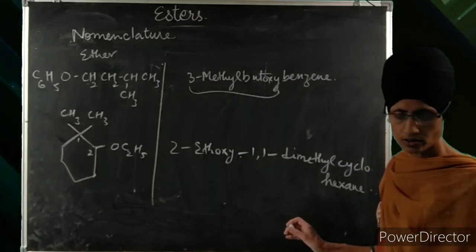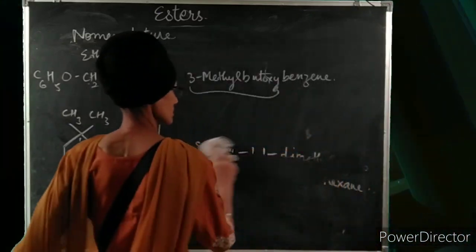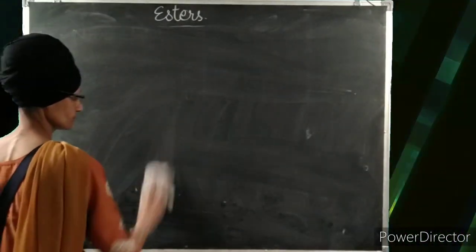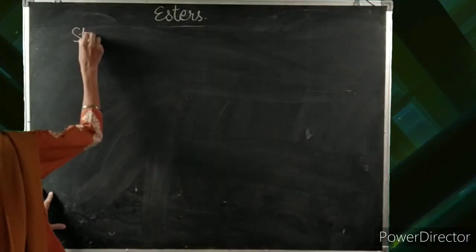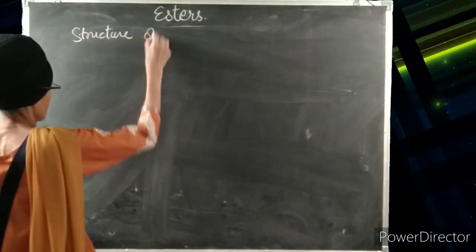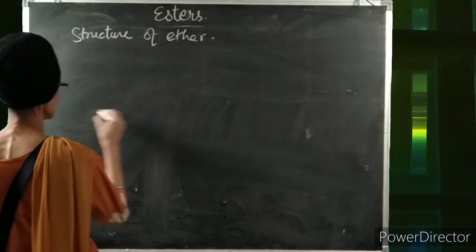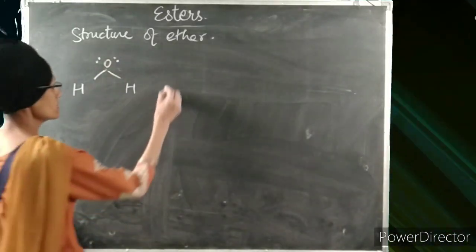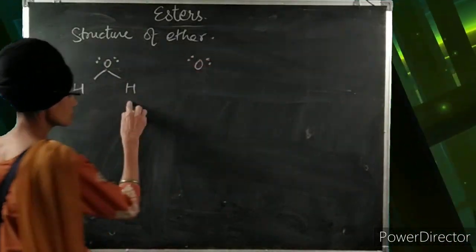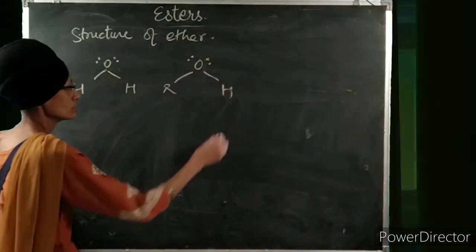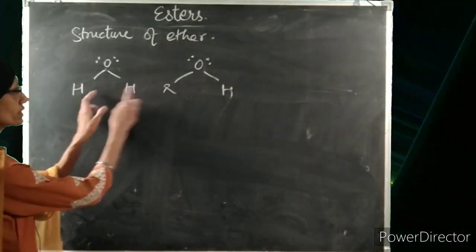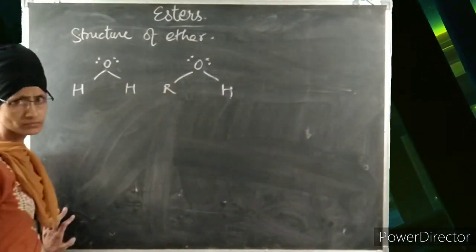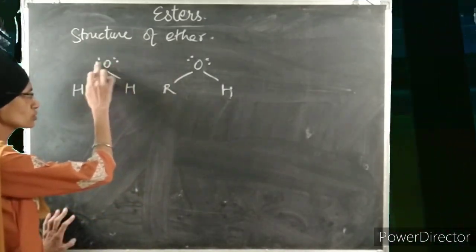Now we will do the structure of the ethers. Ethers have a bent shaped molecule, V-shaped molecule, just like water and alcohols. Let us compare the structure of ethers with water and alcohols. You know, in case of water, 2 hydrogens are attached to the oxygen atom. But in case of alcohols, one of the hydrogen atoms is replaced by an alkyl group. The bond angle in alcohol will be a little bit larger as compared to that in water because there is a bulkier R group. And in both the molecules oxygen has 2 lone pairs and 2 bond pairs.